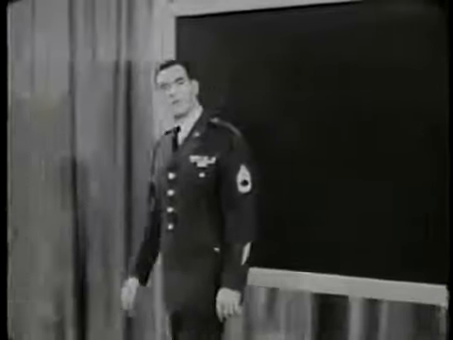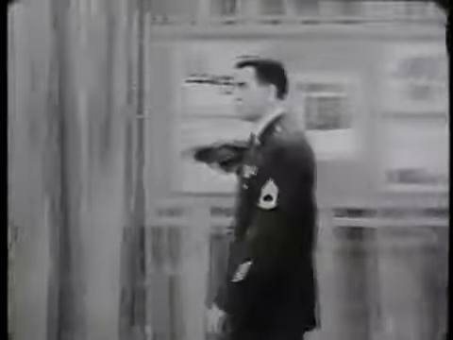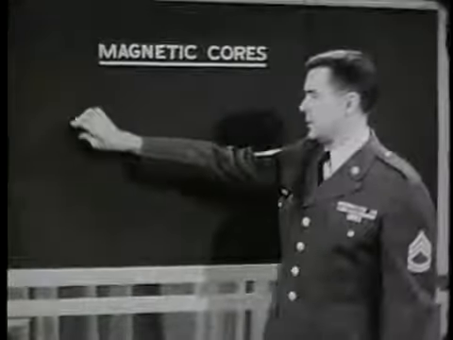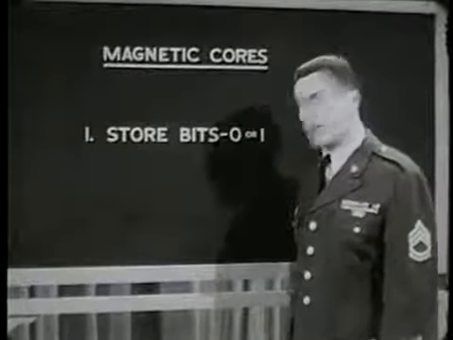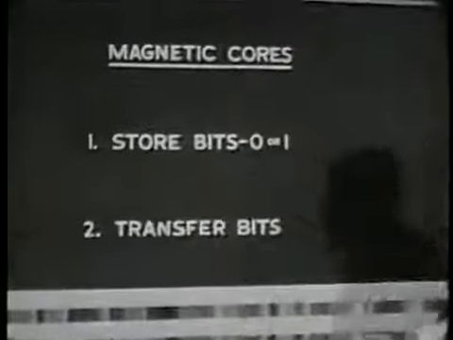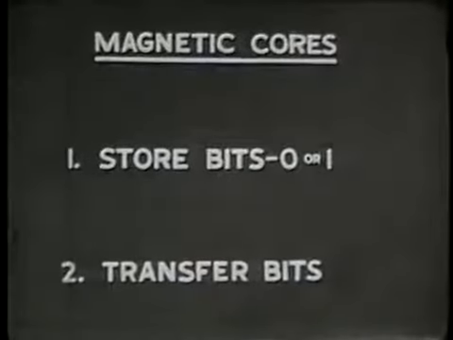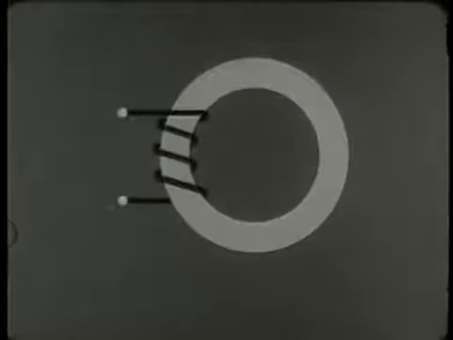So far, we've been establishing the function of magnetic cores. They store binary digits, or bits, 0 or 1. Now we're going to see how they do it, and also how they transfer bits from one core to another. To explain how cores store binary digits, we must know how they are constructed. Around the core is wrapped a conductor. Current flowing through the winding produces a magnetic field.